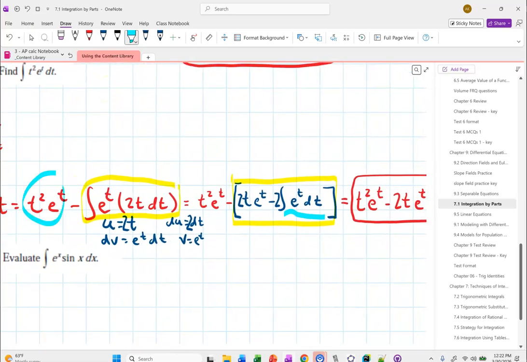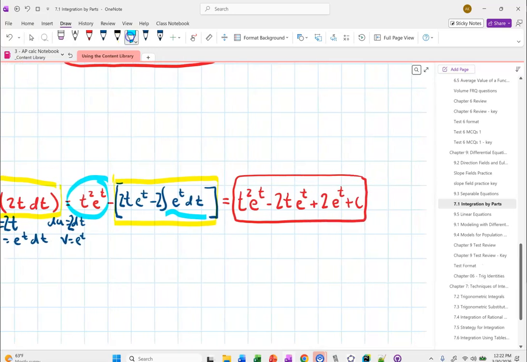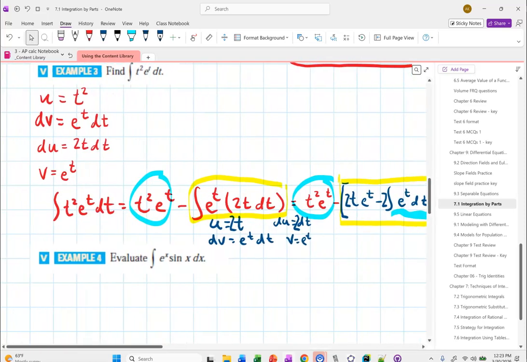We still have this piece out front. And the integral of e to the t is just e to the t. Does that feel okay? It's a lot of moving pieces there. I tried to do my best to color code things so it's clear what we're doing. But, you know, we good? Okay. On to our next example.